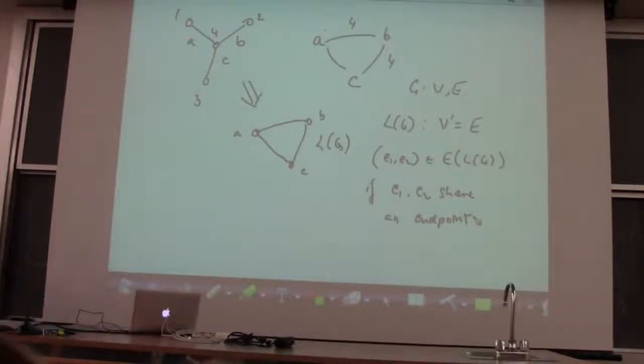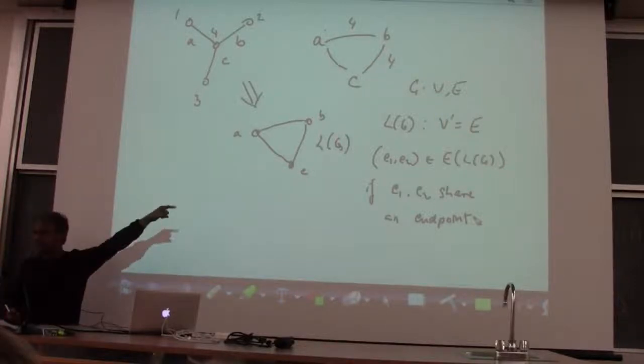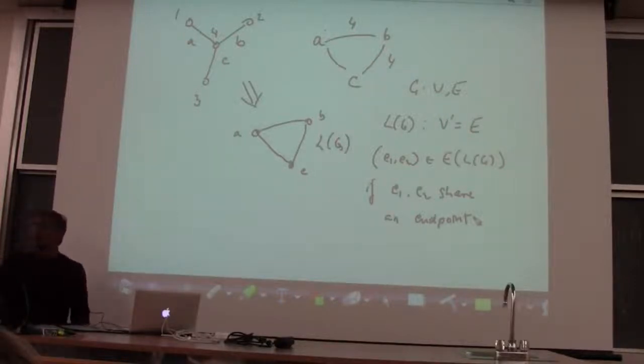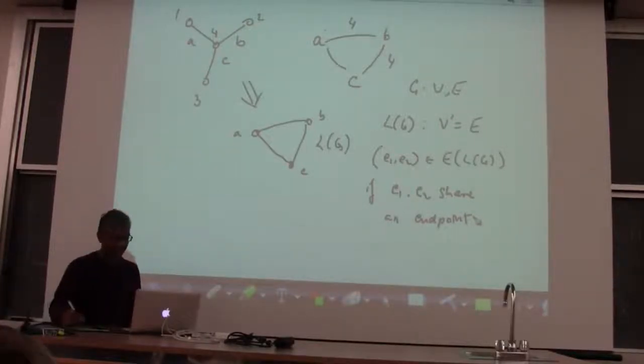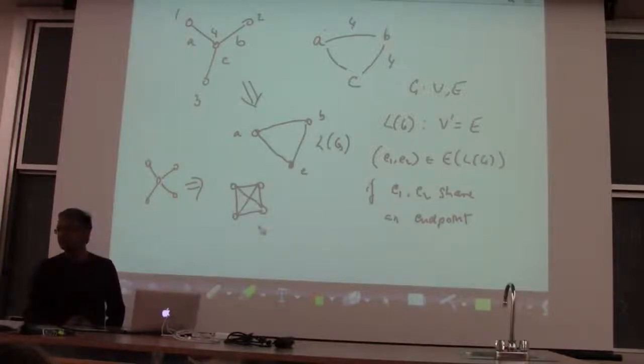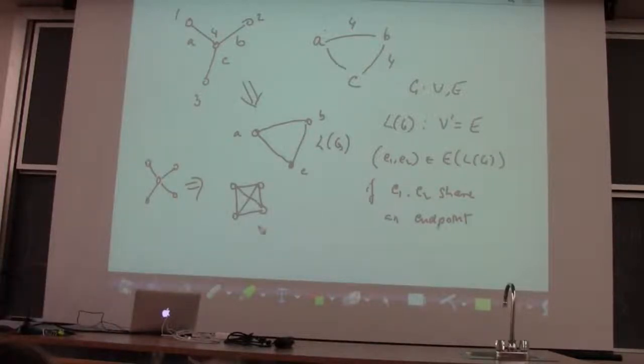Because E1 and E2 are edges. So essentially every vertex of degree K becomes a complete graph on K vertices. So for example, if you had this in my original graph, it would become this.